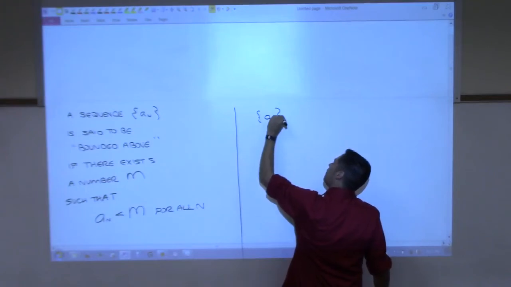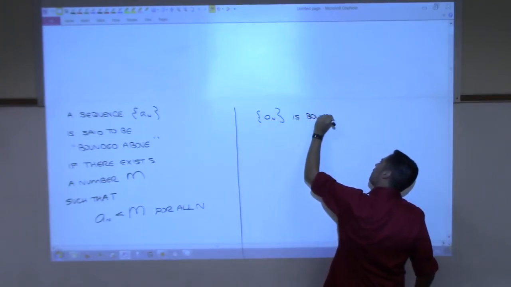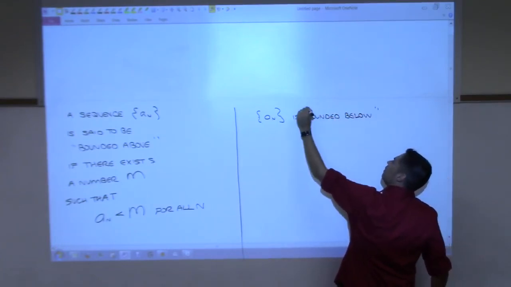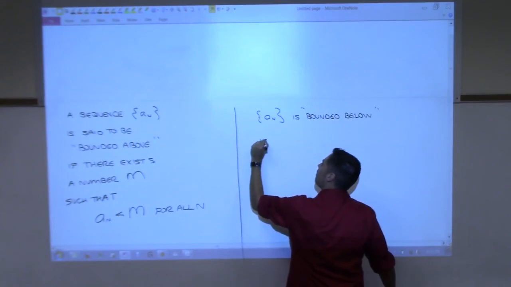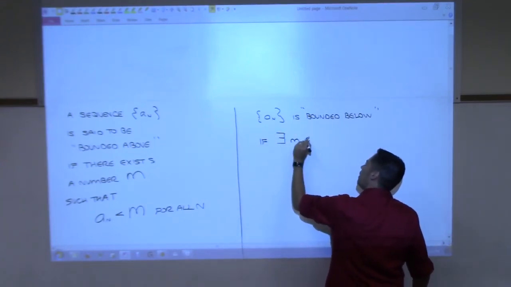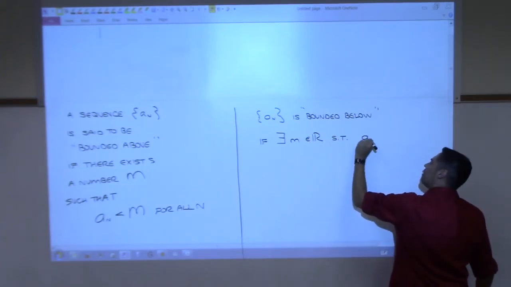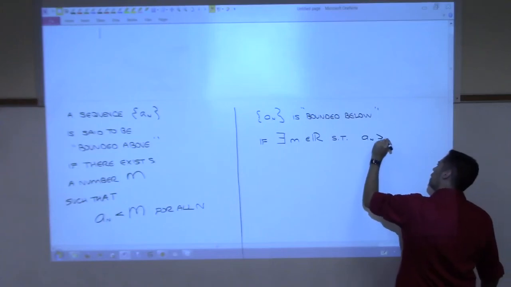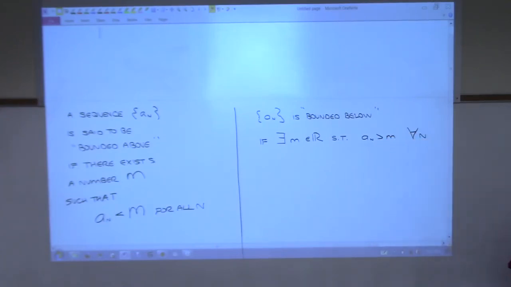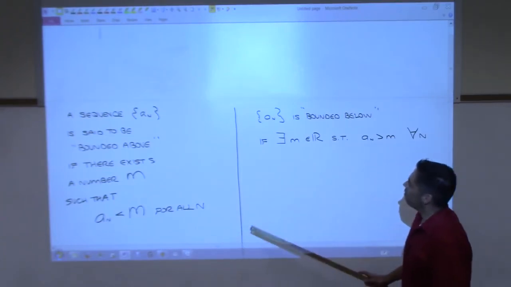Sequence A sub n is bounded below if there exists a little m, an element of the real numbers, such that A sub n is bigger than little m for all n. Okay, that's actually everything that's written on the left in notation. All right, almost word for word.